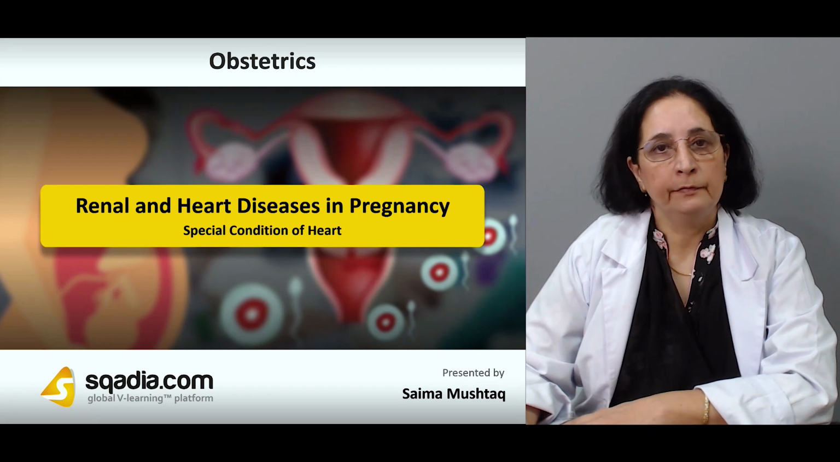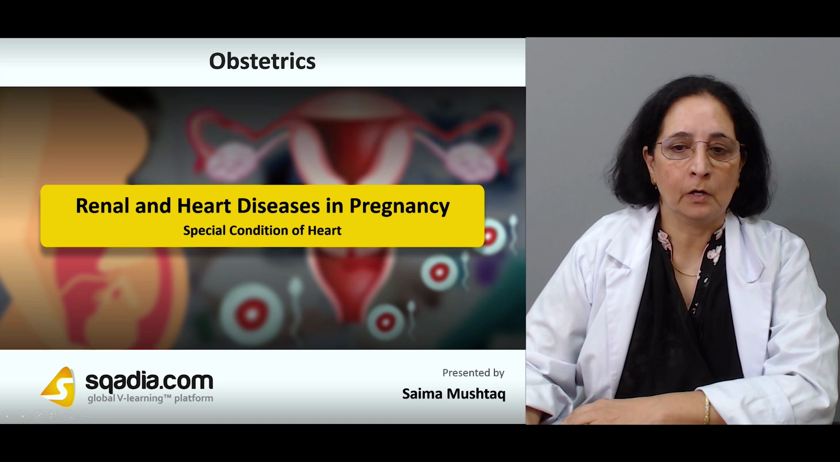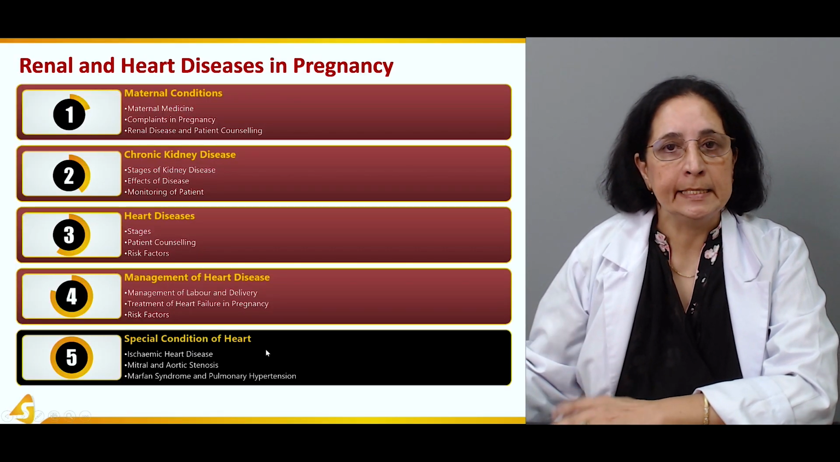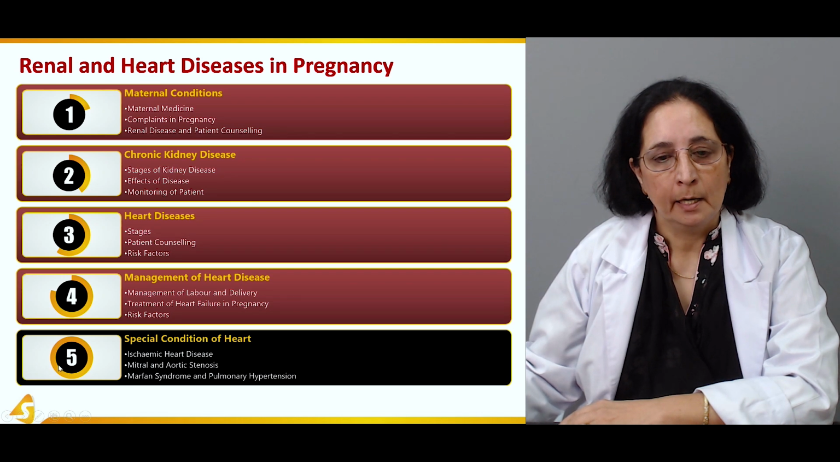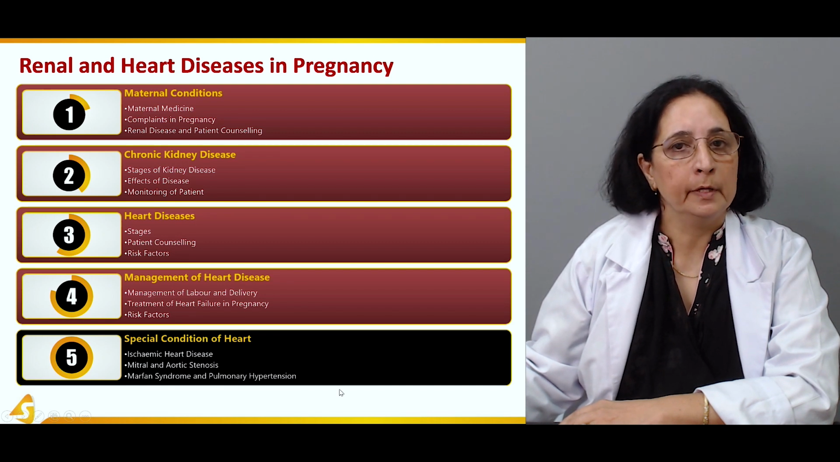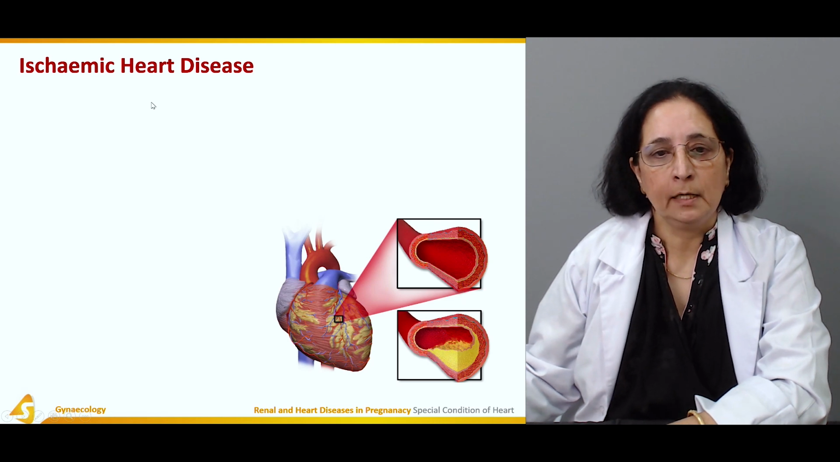Now in the fifth and final section, let's talk about some special conditions of the heart. In this section, we will talk about ischemic heart disease, mitral and aortic stenosis, Marfan syndrome, and pulmonary hypertension. First, the ischemic heart disease.